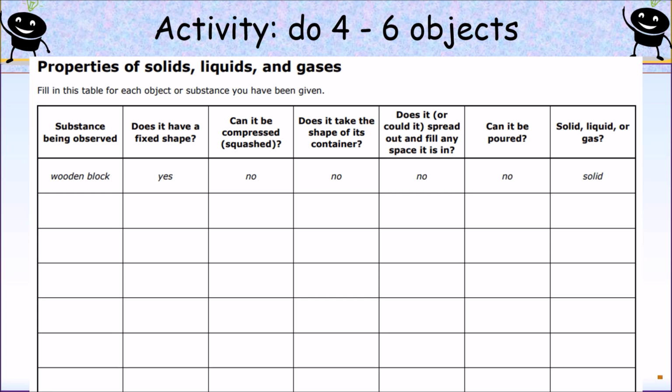I would like you to have a go using the various objects that you have found. I would also suggest you try and choose something unusual as well, for example, a sponge, and see whether you will classify that as a solid, liquid, or a gas using the headings on the top of the table. Pause the video now and have a go.